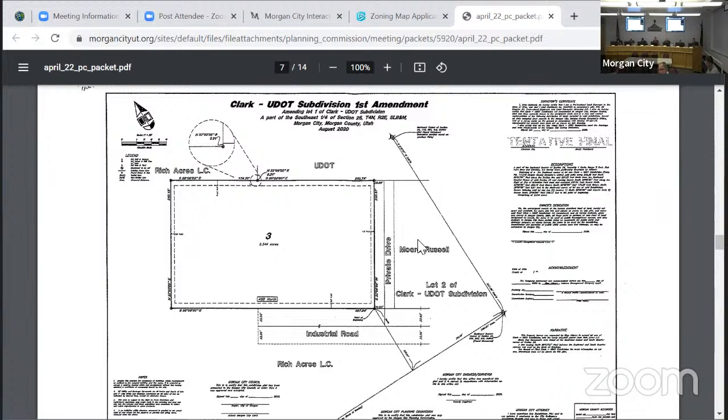By Morgan ordinances, I've reviewed it. I'll give some opportunity for the applicant to address us, but any questions before we do that?